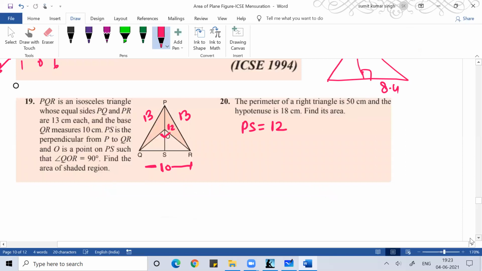PQR is an isosceles triangle with equal sides PQ and PR of 13, and the base is this much. PS is a perpendicular from P and O is a point. Find the area of the shaded region. If I talk about this inside smaller triangle, I know this is only 5. The O value I don't know. How can I do this?